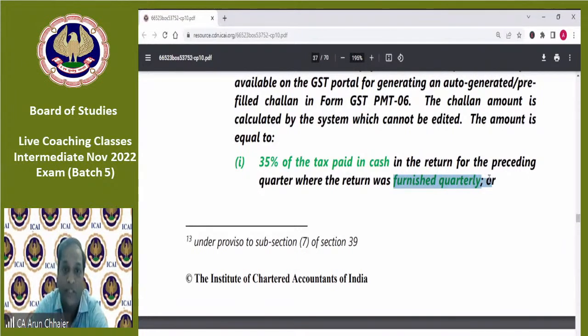How much do you need to pay? Go back to the previous period. Was April to June quarterly? Yes. So it means the 3B was furnished quarterly. So in that 3B, what is the liability which you paid in cash? Not the gross liability. We are talking about the liability which is paid in cash. That liability multiplied by 35% you need to pay for month 1, and you need to pay for month 2.